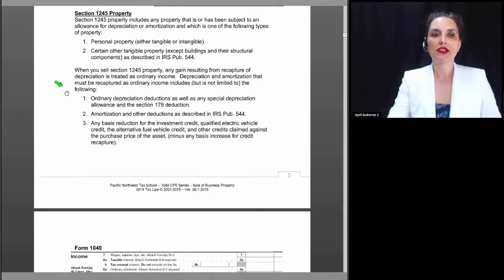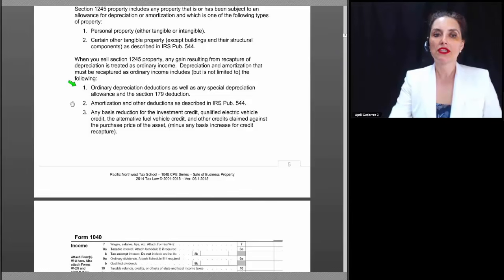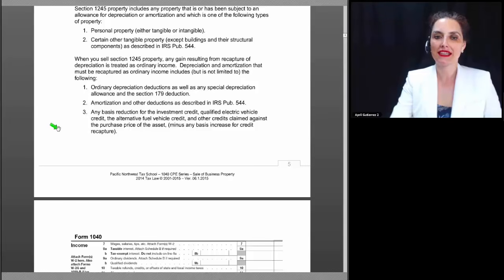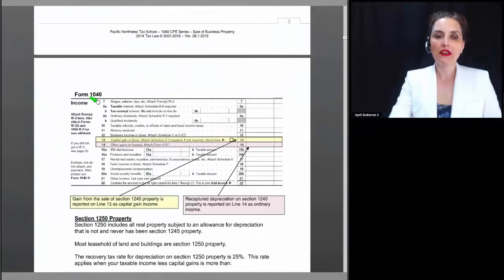Depreciation and amortization that must be recaptured as ordinary income includes, but is not limited to, the following: ordinary depreciation deductions, as well as any special depreciation allowance and the Section 179 deduction, amortization and other deductions as described in Publication 544, and any basis reduction for the investment credit, qualified electric credit, the alternative fuel vehicle credit, and other credits claimed against the purchase price of an asset, minus any basis increase for credit recapture. So let's look at it again.